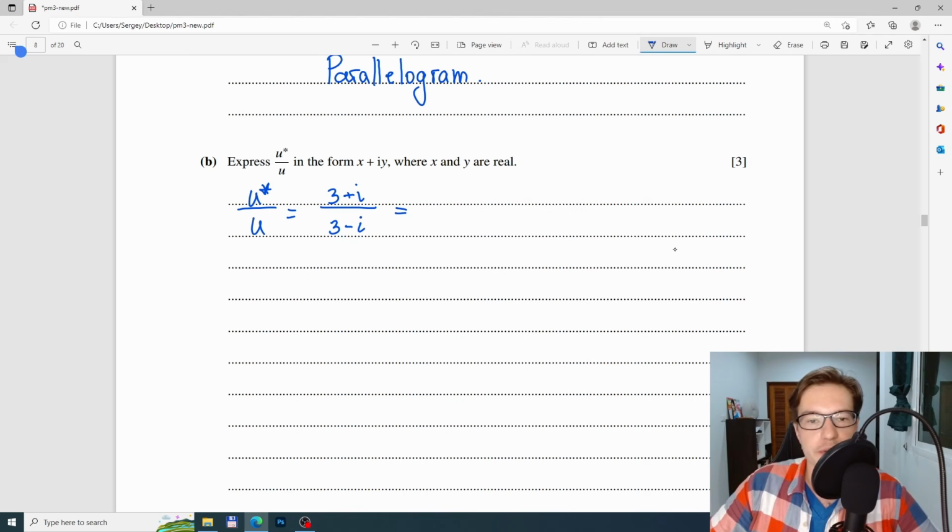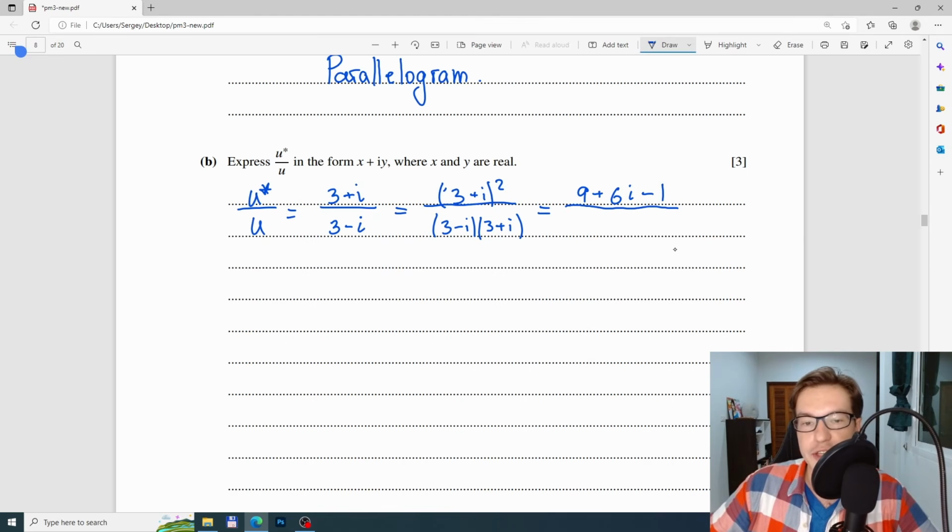And to get this into the form of x plus iy, which is actually called Cartesian form, there is a very standard technique. All we have to do is multiply the top and bottom of the fraction by the complex conjugate of the denominator. So it's going to be (3 plus i) squared over (3 minus i) times (3 plus i), which is the complex conjugate. Now, all I have to do is multiply it out, which is 9 plus 6i plus i squared, which is actually minus 1, over.